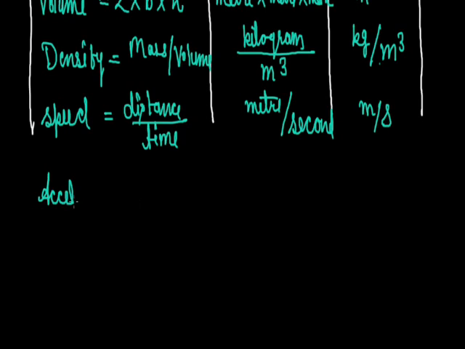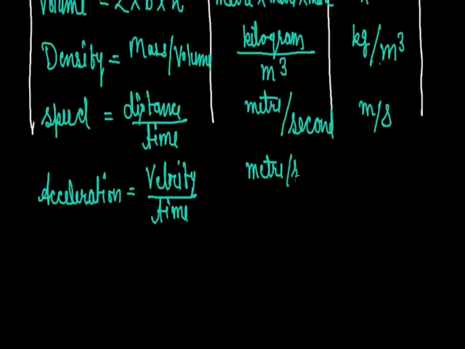Next is acceleration. As we know, acceleration is change in velocity upon time. Since the SI unit of velocity is meter per second, and the SI unit of time is second, the SI unit of acceleration will be meter per second square.